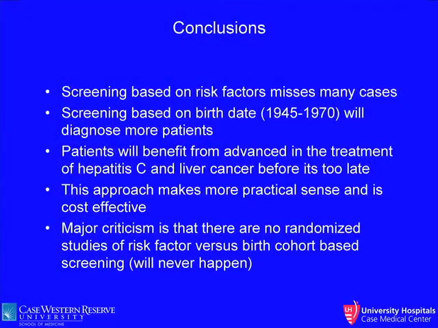So my conclusions based on these two papers, now no longer abstracts, is that screening based on risk factors will miss many cases. Screening based on birth cohort, and the consensus seems to be 1945 to 1970. So any patient you see, if they're born between 1945 and 1970, you do not need to ask them about risk factors. You just order a hepatitis C antibody on them. You will pick up a lot more patients. They'll likely benefit from advances in treatment. This is more intuitive, makes more practical sense. Of course, there are no randomized studies that actually implement the policy and follow it over time.